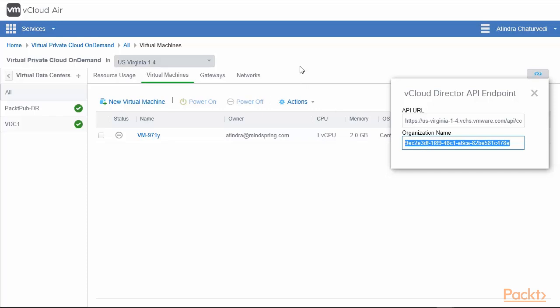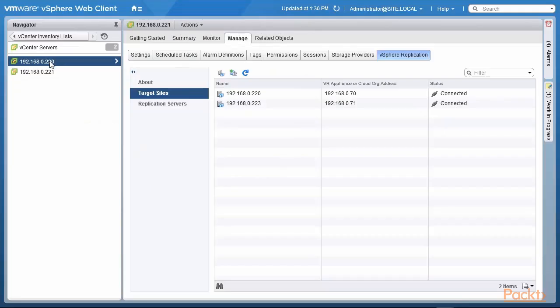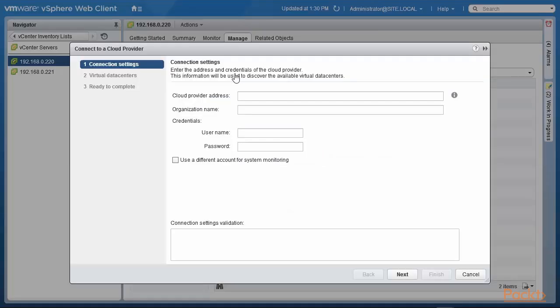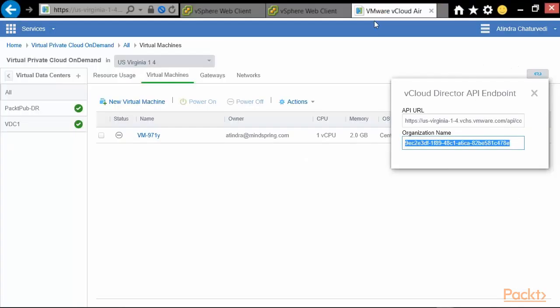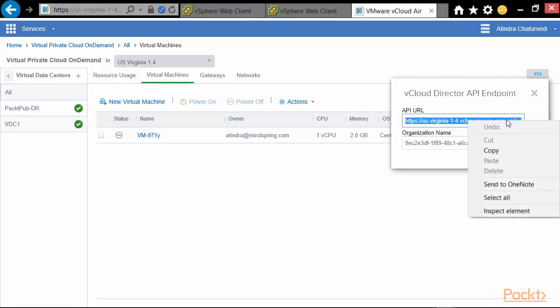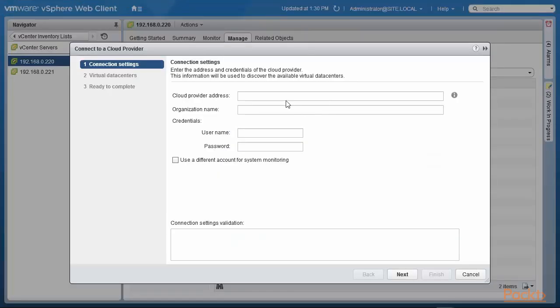So just keeping that in mind, we'll go to our 220 vCenter server, because that is our headquarters server, and more than likely we are going to replicate from there. The target sites have already been set up to the branches, and now we click on this icon, which connects us to a cloud provider to configure replications. When I click on that, I need a cloud provider address, and it would look something like this. So I do a copy and a Control V.